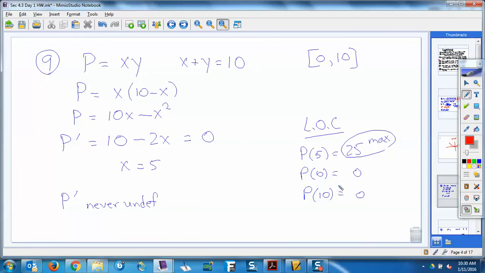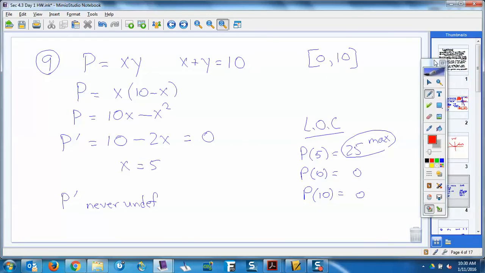Okay, let's go to number 9. Now, number 9 I pretty much have up here. We're not going to spend hardly any time on that because it's exactly like the one we did in class. Product, you got two numbers that add up to 10. I think the one we did, they added up to what, 18? So, I mean, it's exactly the same problem.